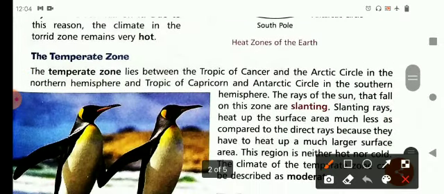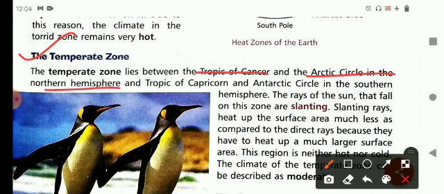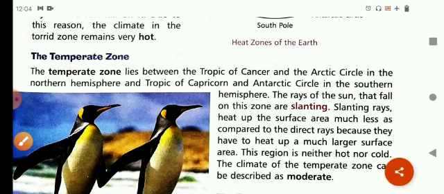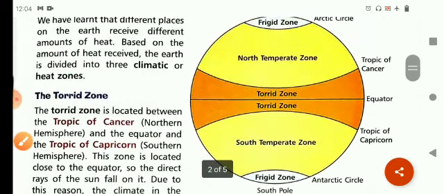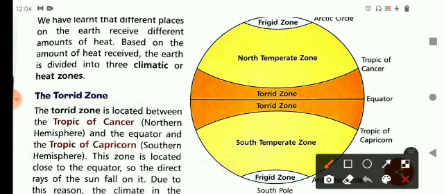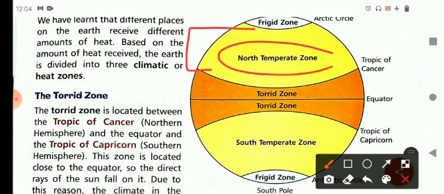The next zone is the temperate zone. The temperate zone lies between the Tropic of Cancer and the Arctic Circle in the northern hemisphere and Tropic of Capricorn and Antarctic Circle in the southern hemisphere. Let's see once again these zones. This is the temperate zone. The Tropic of Cancer and the Arctic Circle, the zone that lies between them is the northern temperate zone. Then the Tropic of Capricorn and Antarctic Circle in the southern hemisphere, the zone is called the south temperate zone.